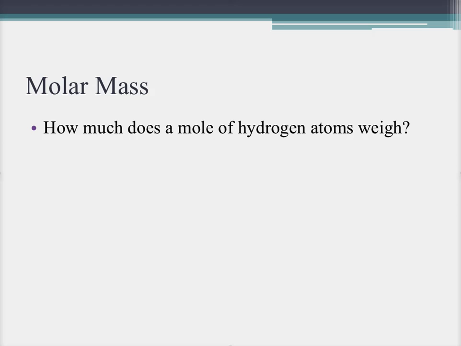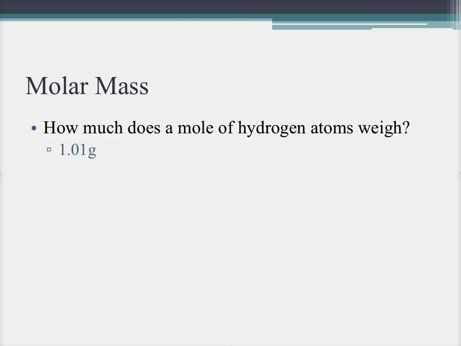So find hydrogen on your periodic table and look for the molar mass number directly below the H. I hope that you found 1.01. The 1.01 is grams per mole of hydrogen. In this case, we're asking for a mole. So the answer is 1.01 grams. 1 mole of hydrogen weighs 1.01 grams.